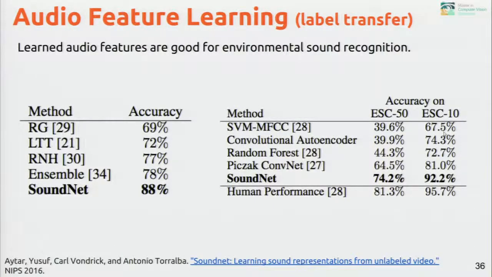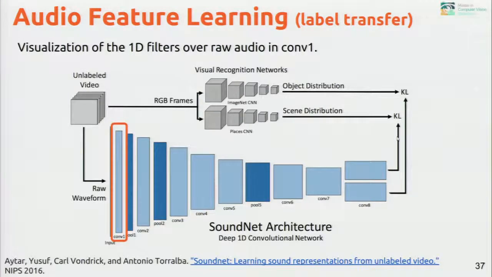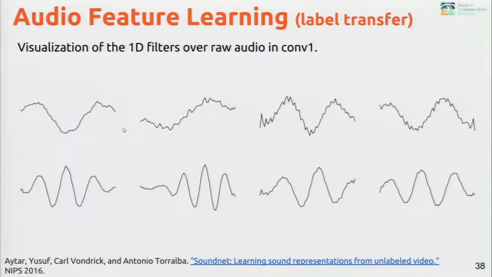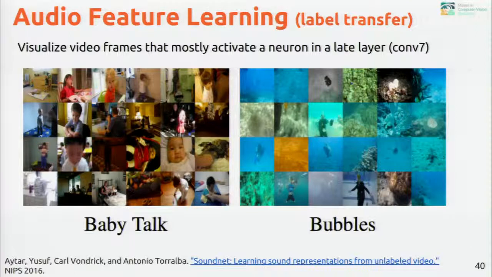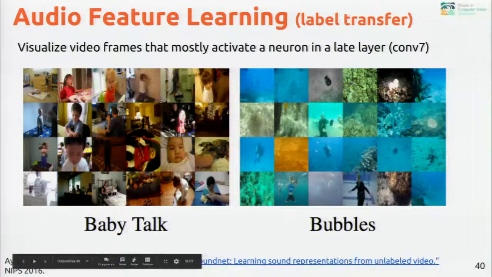Then the story quite quickly is that the features that they learn are very good, even better than many of the audio features that audio scientists had handcrafted for many years. If you look at the features that they learned, like the ones from the first layer, these are 1D convolutional filters that are learned by this network. You see that they have shapes. These shapes are learned automatically, self-supervised. They kind of make sense, right? They seem to be matching some frequencies. Also, if you look at the activation from a convolutional layer, it's similar to what we saw earlier. Some of the neurons have high activation correlated with, in this case, baby talk. Some others have correlations with bubbles.